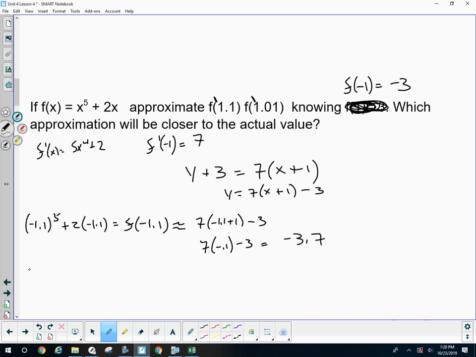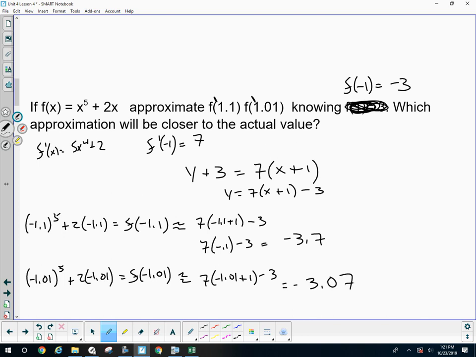I get negative 3.7, and I know that if I got closer to the actual value, so if I did negative 1.01, approximating f of negative 1.01, I'm using an x value of negative 1.01, and I end up with negative 3.07. Okay, and I'll see that it's close.